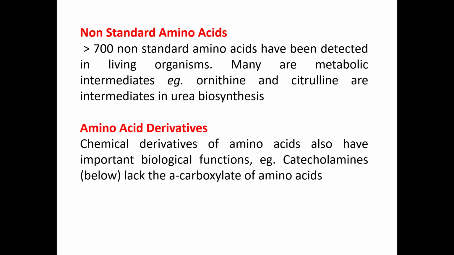For example, we have ornithine and citrulline that are intermediates in the urea cycle, that is, in the biosynthesis of urea. The biosynthesis during the formation of urine, before urine is actually formed, is what we call amino acids passing through the urea cycle. So ornithine and citrulline are intermediates in the biosynthesis of urea.